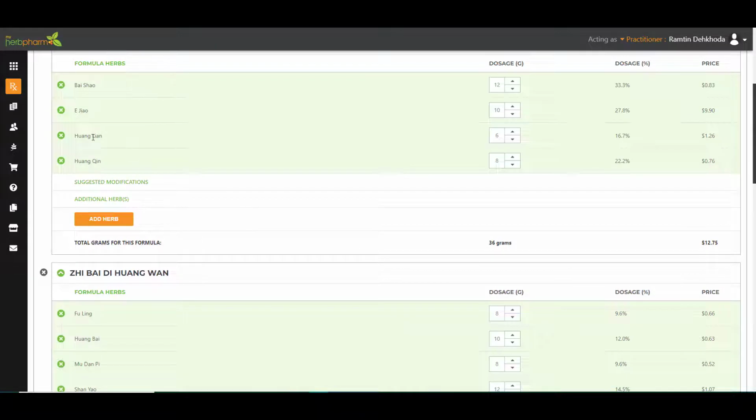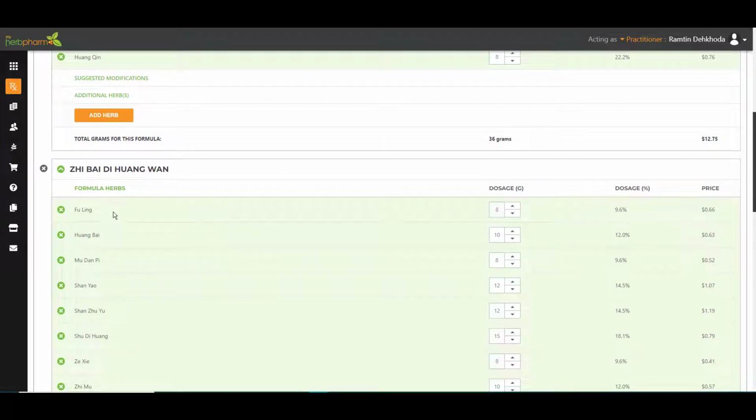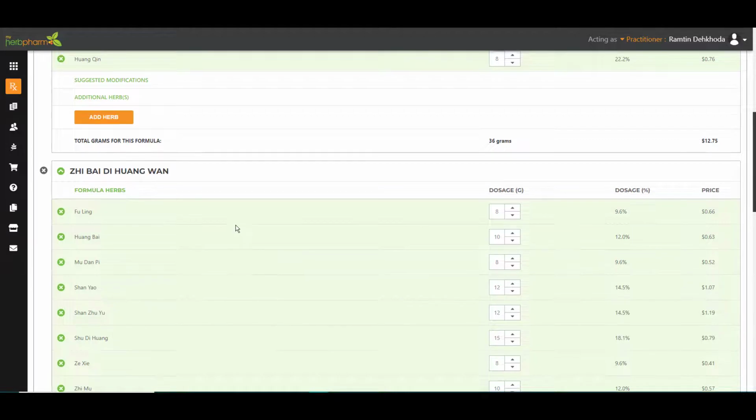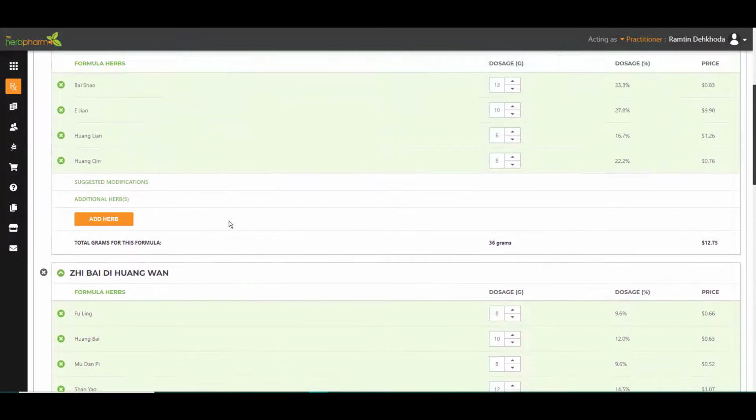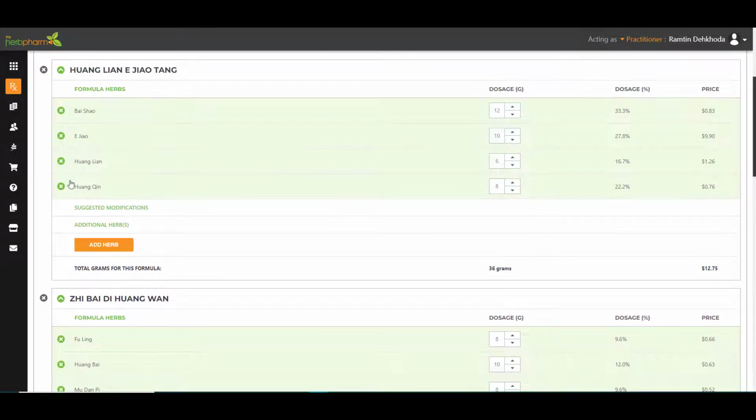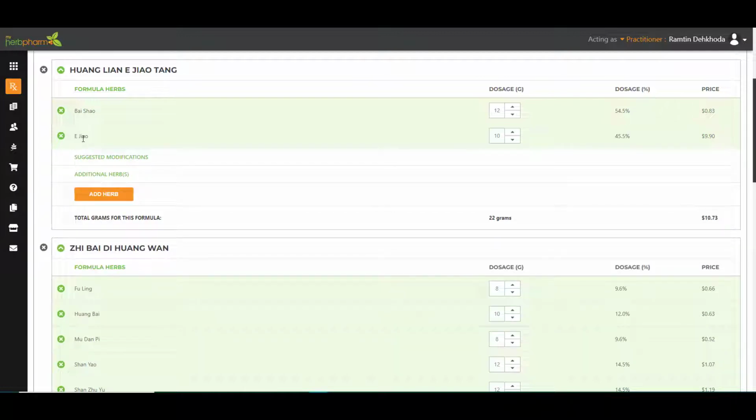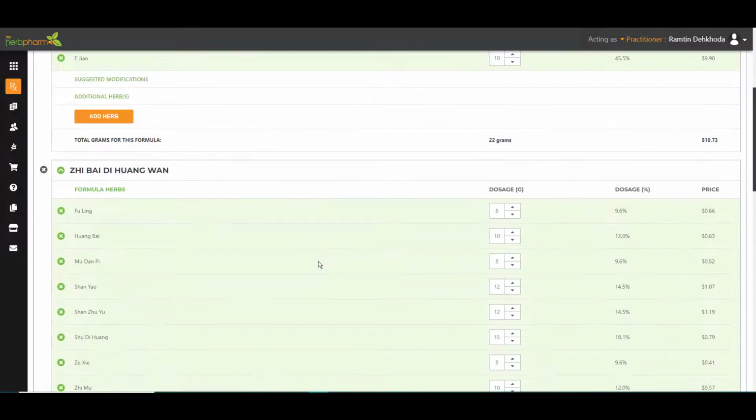Over here, you can see they're using Huang Lian and Huang Qin, very strong heat clearing herbs. And in Herbal Di Huang Wan, we're just using Huang Bai. Now, if you want this formula to be very strong, we can borrow from this and add Huang Lian and Huang Qin. But in this scenario, I think that's a little bit overkill. Let's just keep Huang Bai, and I'm going to go ahead and delete these two. And I'm going to keep Jiao. Excellent. So now we have basically a Herbal Di Huang Wan with Bai Xiao and Jiao.